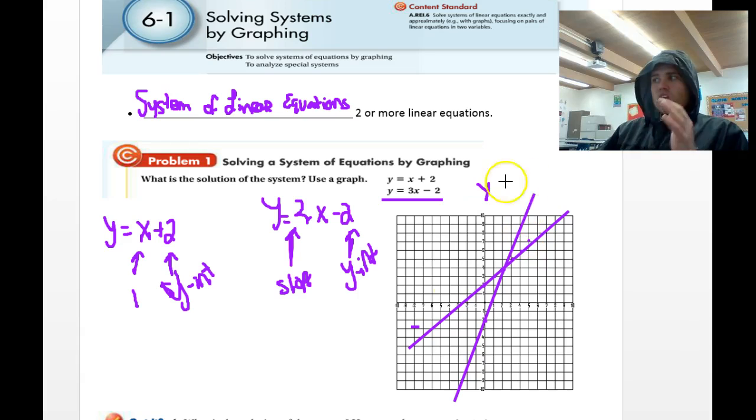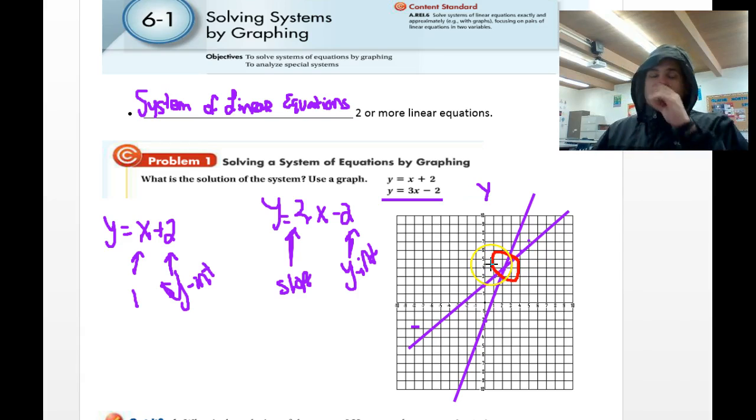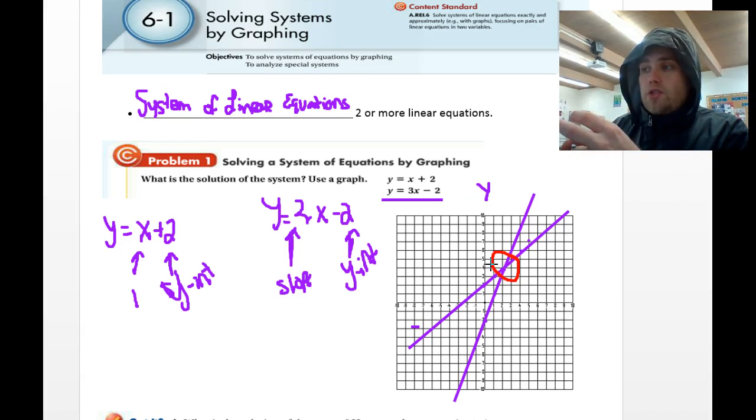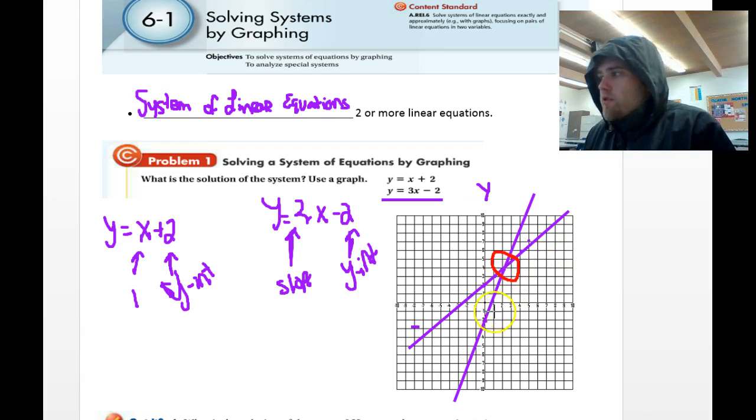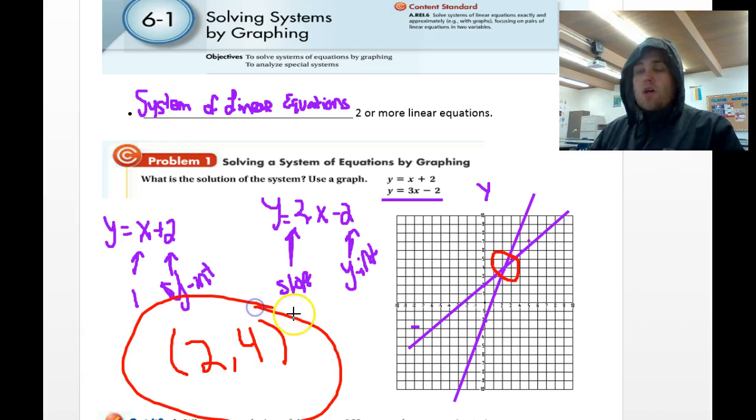Now, if you look at your picture, there's something very obvious happening. And I need you to see that your answer is where they cross. Basically all we're doing, in simplest terms, is taking these two equations and graphing them both, and wherever they cross, that's our answer. So our answer for this one is going to be at 1, 2, at 2, up 1, 2, 3, 4. So our answer is going to be at 2, 4. Okay? And that's all we have to do.